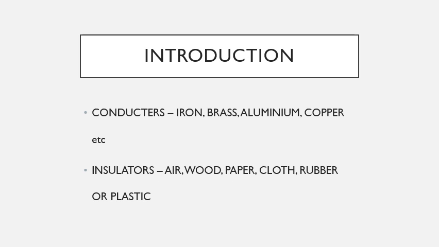Certain substances, such as metals, allow electric current to pass through them. They are conductors of electric current. Iron, bronze, aluminium, copper, graphite, etc. are examples of conductors. Air, wood, paper, cloth, rubber, or plastic do not allow electric current to flow through them. They are insulators.